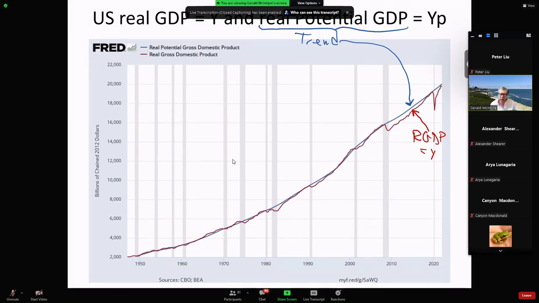This trend line, real potential GDP, is estimated in a way I'll describe in a moment, by the Congressional Budget Office. This is what the economy could achieve if things were going normally. And sometimes the US economy falls off of normal, falls off of trend. The trend is the growth, the long run growth of the economy. And you can see it in blue. This US economy is growing. That's the trend. And that's our first topic.